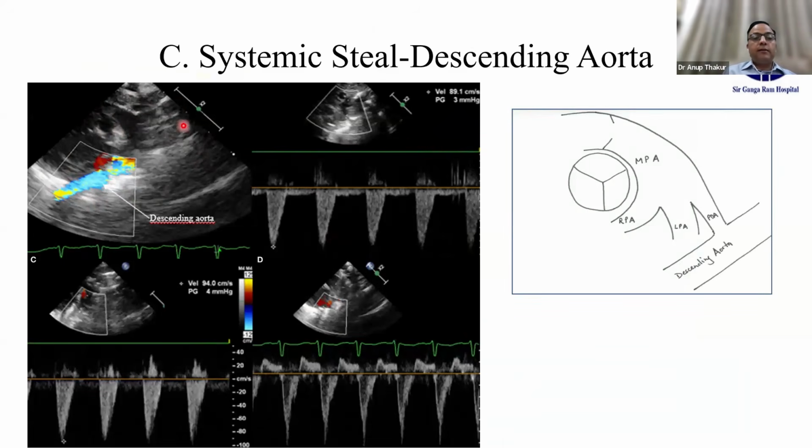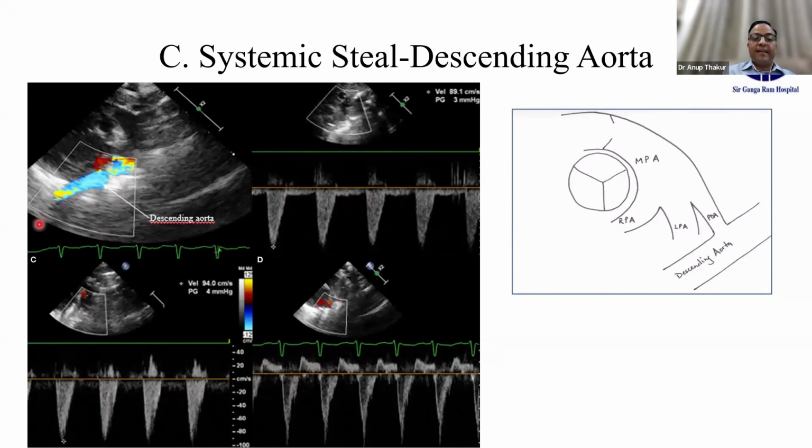So in a PDA, if you put color across the major vessels, you can interrogate the descending aorta. So normally we expect to have a flow in Doppler, in systole and in diastole. In systole and in diastole. When there's an hsPDA, what happens? There is a steal of blood flow during diastole. So the diastolic flow could be absent, something like this. There is no flow in the diastole. Or if there's a larger duct, there could be reversal of flow in diastole, something like this. Okay. So these are the flow patterns of systemic steal.